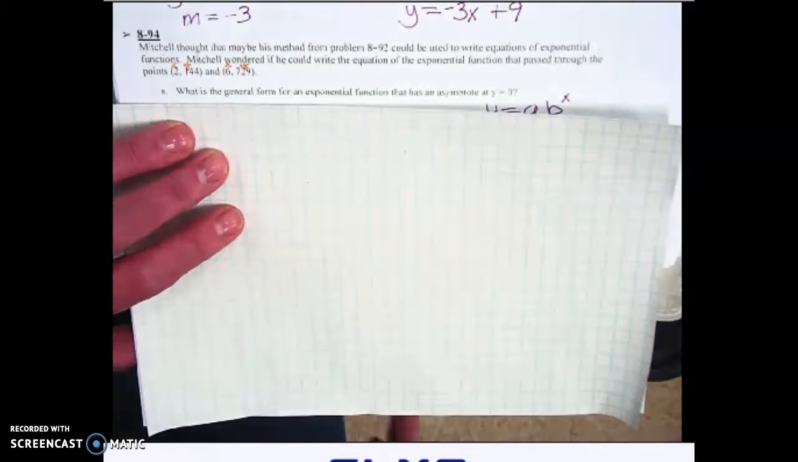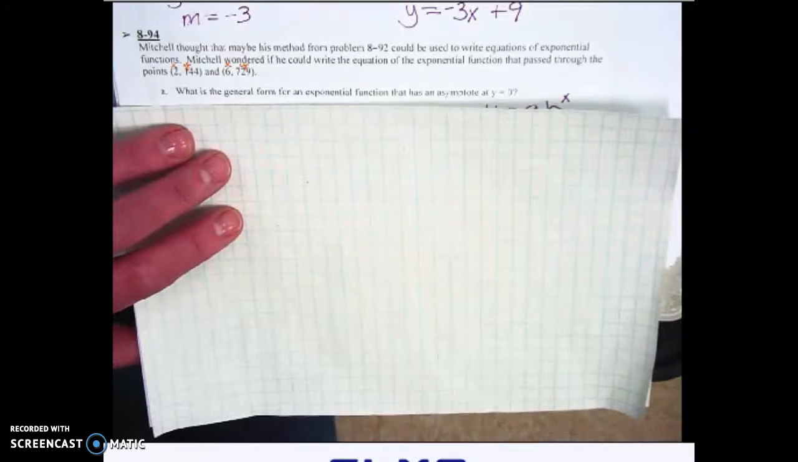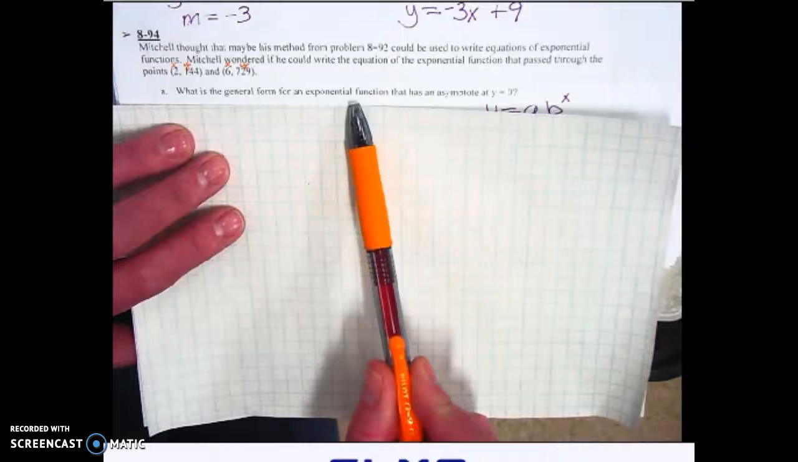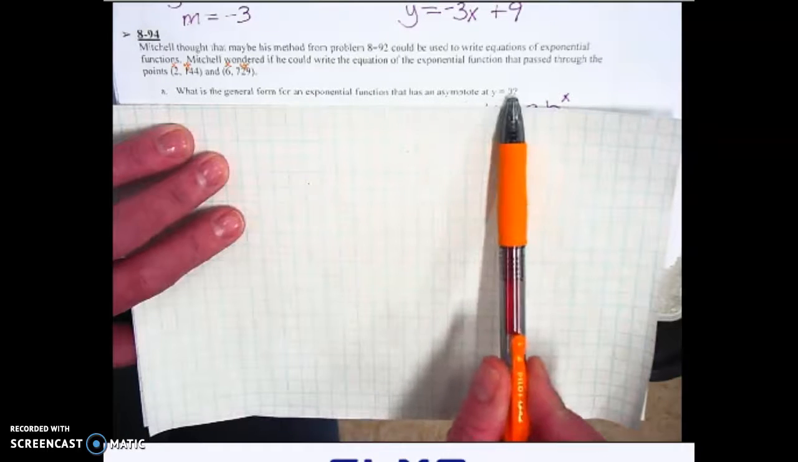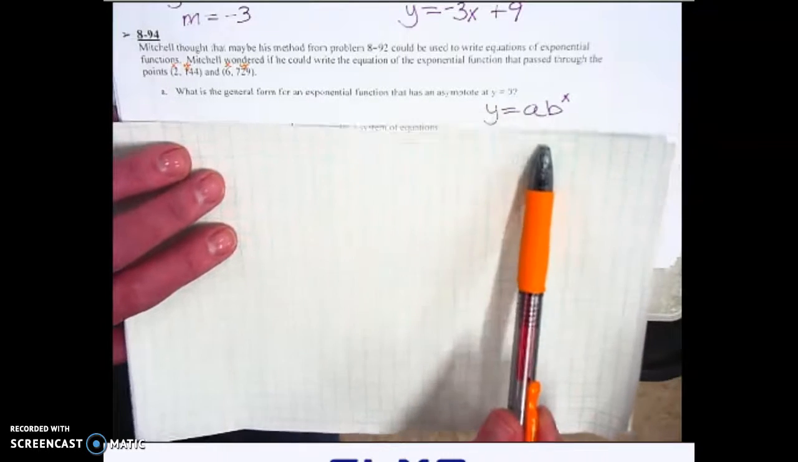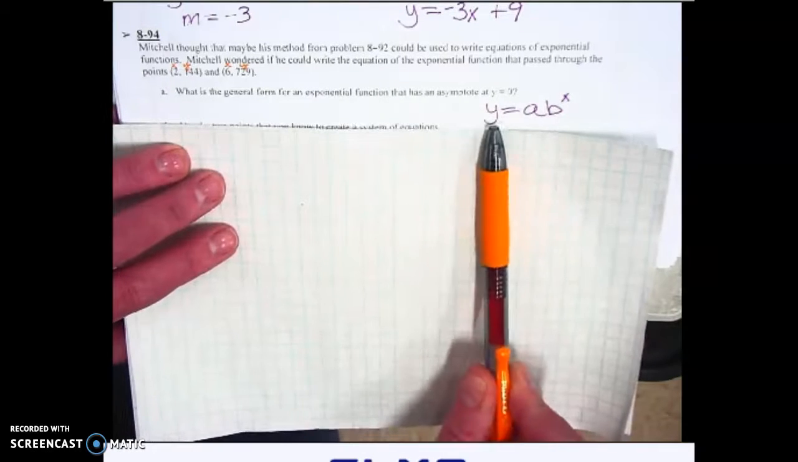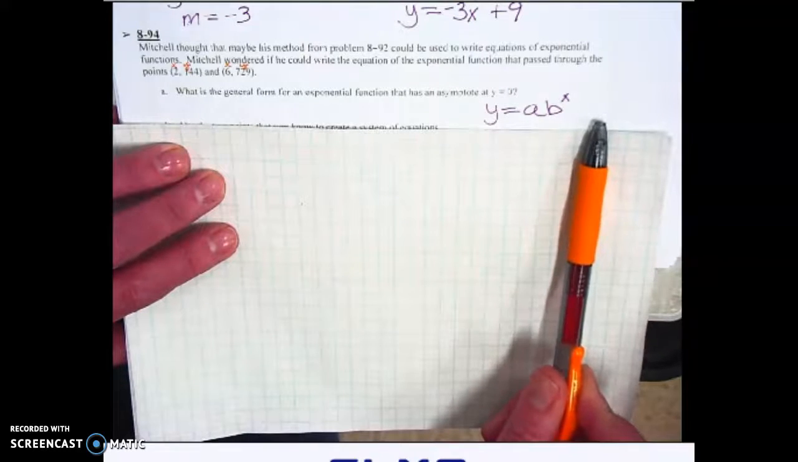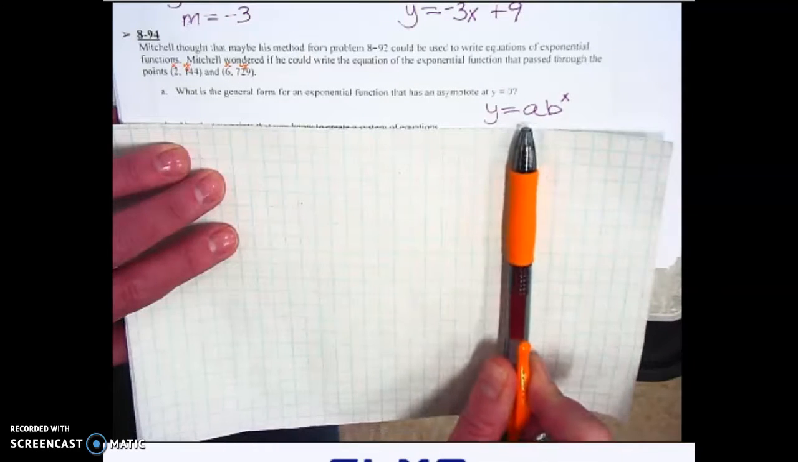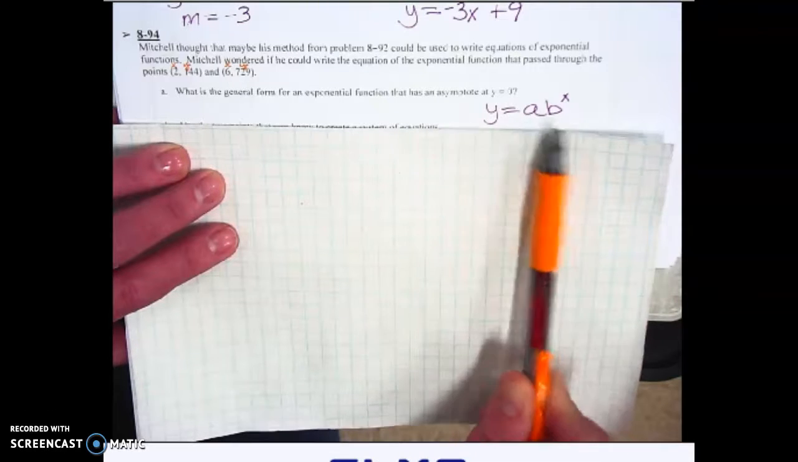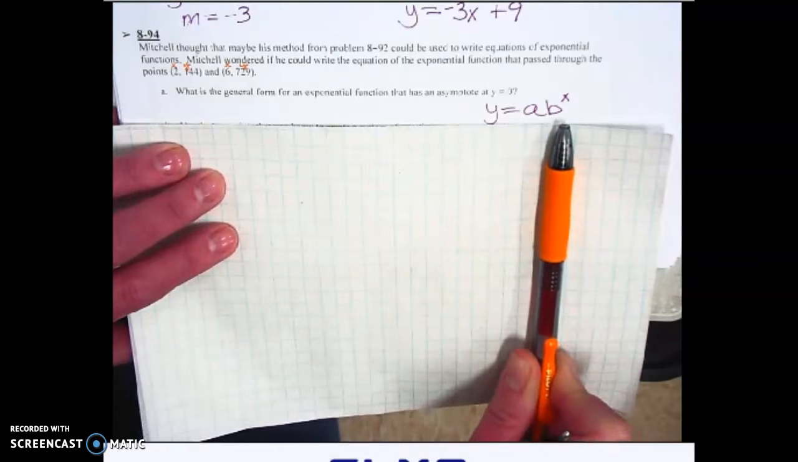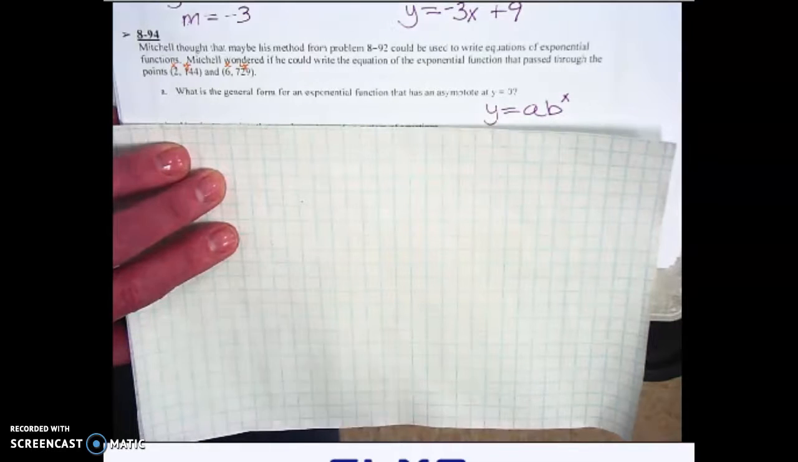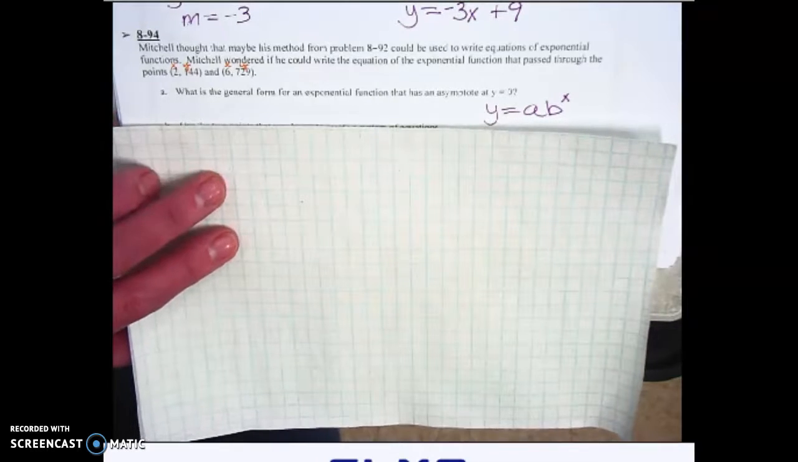Okay? So for part A, it just says, what is the general form of an exponential function that has an asymptote at y equals 0? So here's the equation we've been working with, right? Y equals AB to the power of X. A is what? Starting value. B is our multiplier, or whatever our increase or our decrease is, okay?